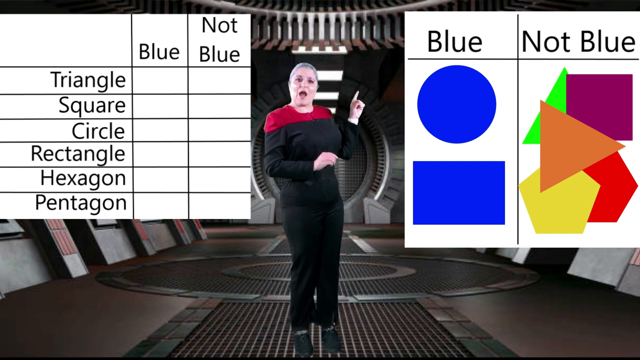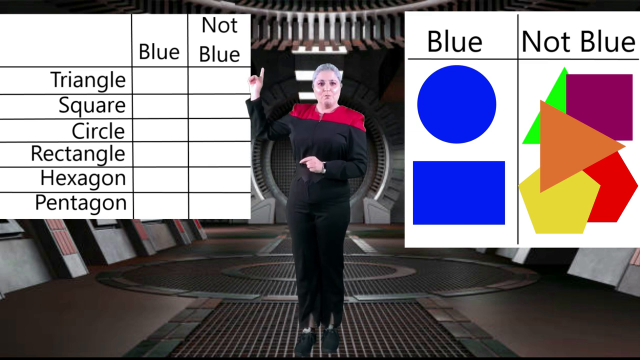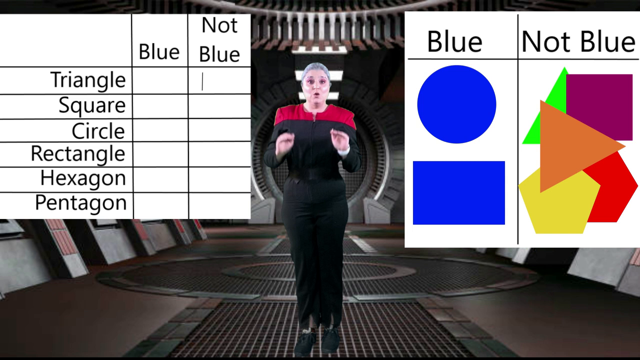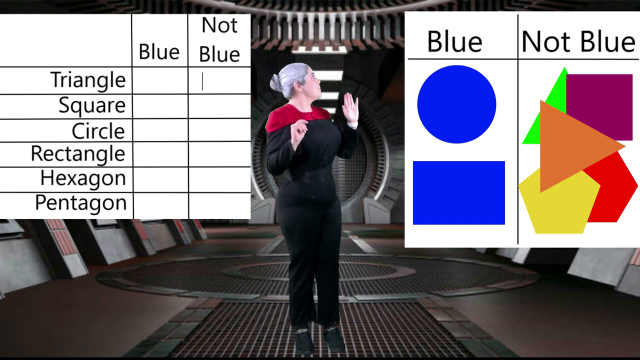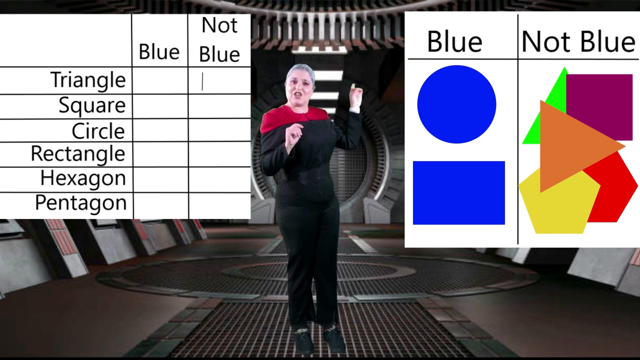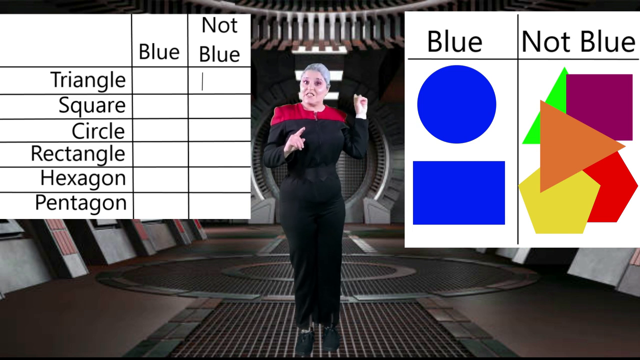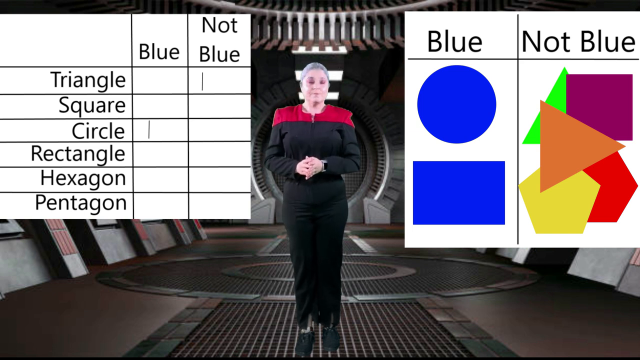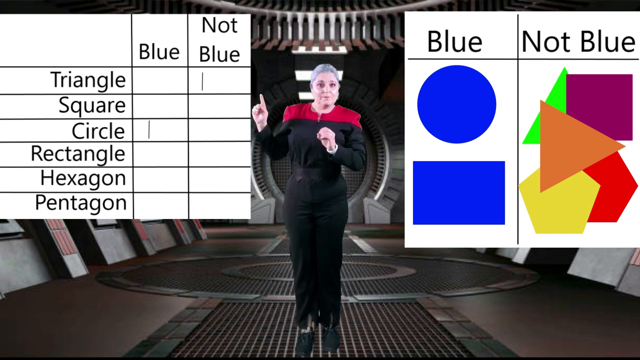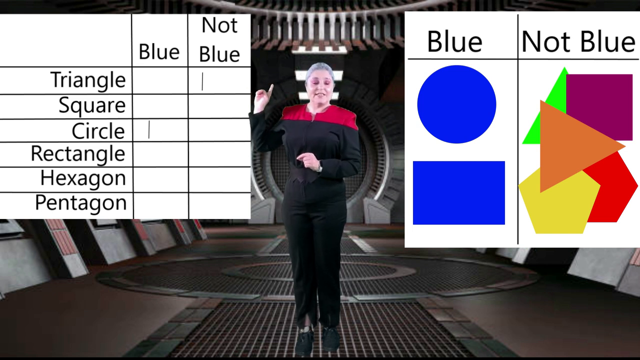So, the first thing I placed was a green triangle. I shall make a tally mark on the not blue side of the tally chart to show that I have one not blue shape. The blue circle was the next shape that was placed. So, I will make a mark on the tally chart to represent the blue circle that was over there. The red hexagon. On which side of the tally chart should I make a mark? Very good. On the not blue side.